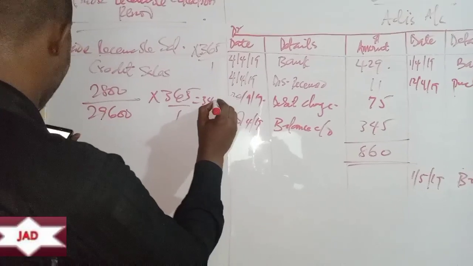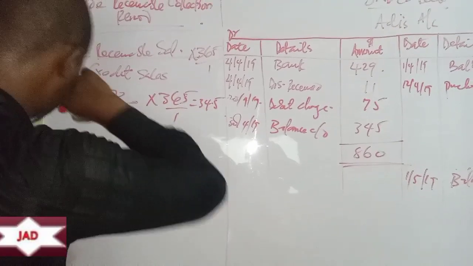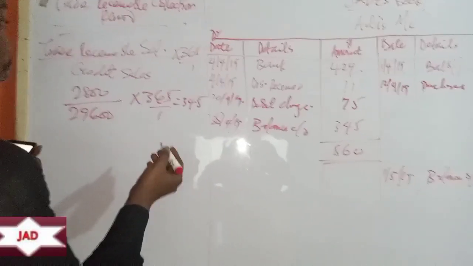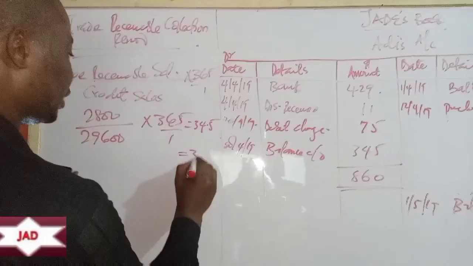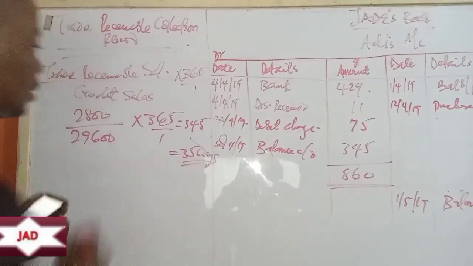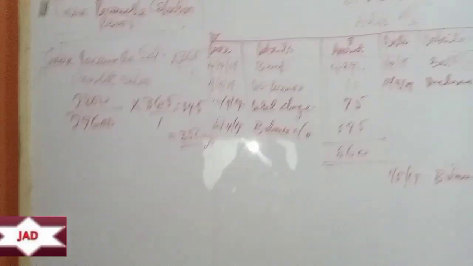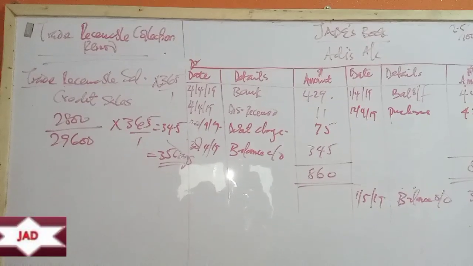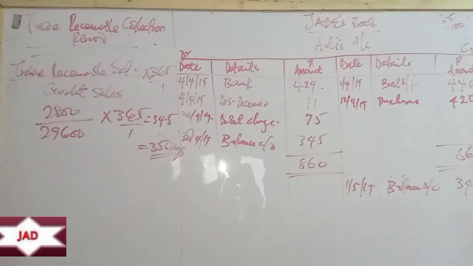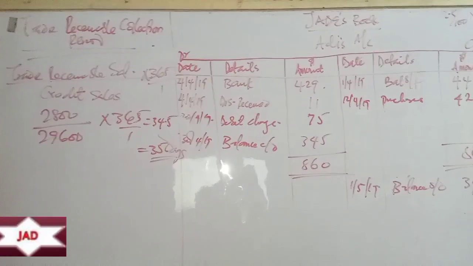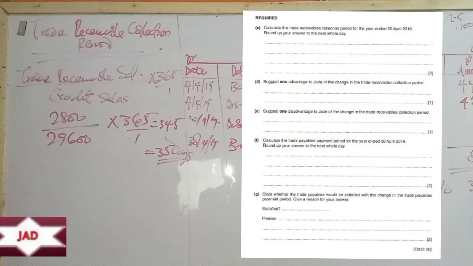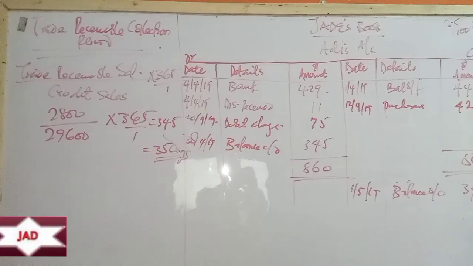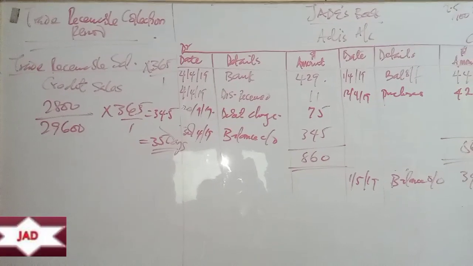So what do we have there? We have 34.5. So you can just call this 35 days. Okay, so what did they say there? They say suggest one advantage to Jade of the change in the trade receivables collection period. So what is the advantage? Remember, Jade allows her credit customer 28 days.